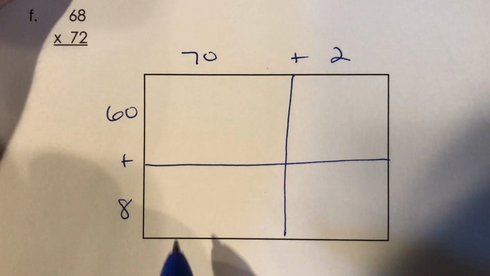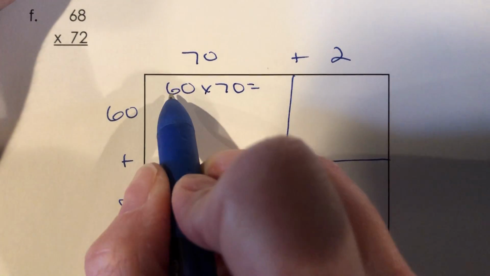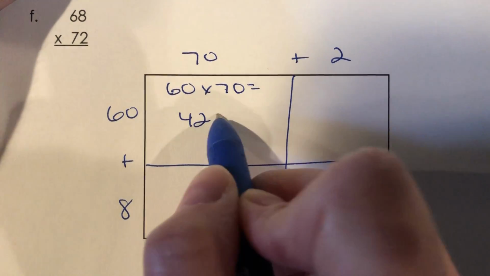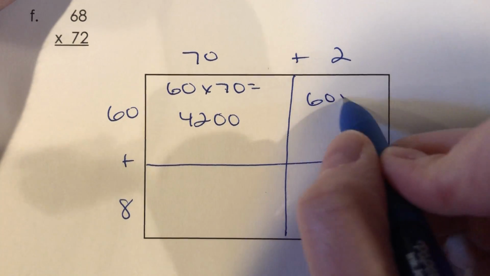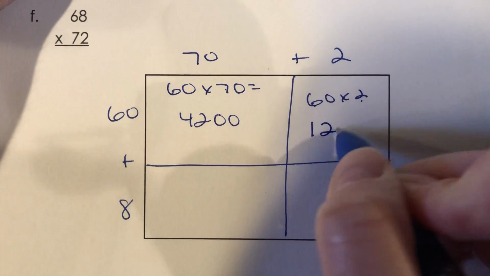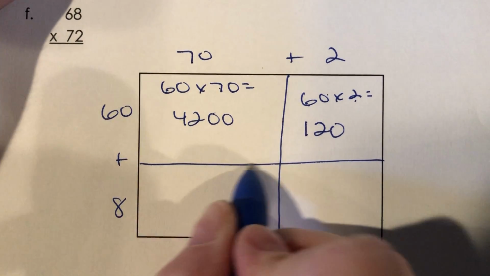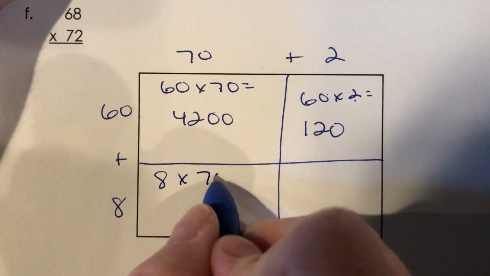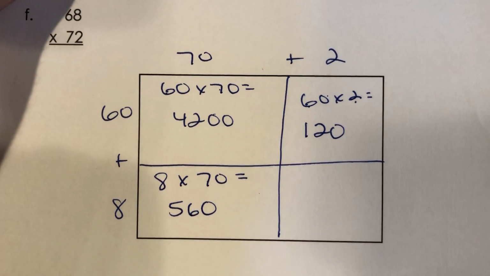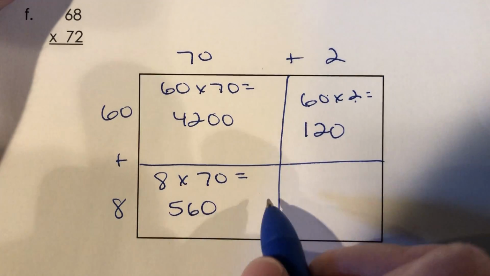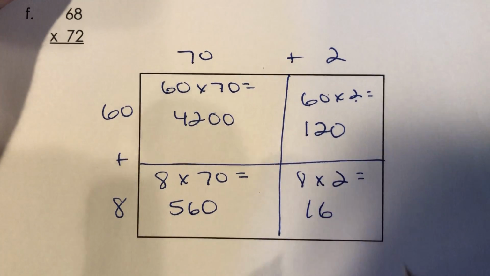Now let's find the area of each piece. This is 60 by 70. And 60 times 70, 6 times 7 is 42. And there's 2 zeros. And this piece is 60 by 2. 6 times 2 is 12, and there's my 0. This piece here is 8 by 70. And 8 times 70, 8 times 7 is 56, times another 10 is 560. And our last little piece here is 8 by 2. And 8 times 2 is 16.